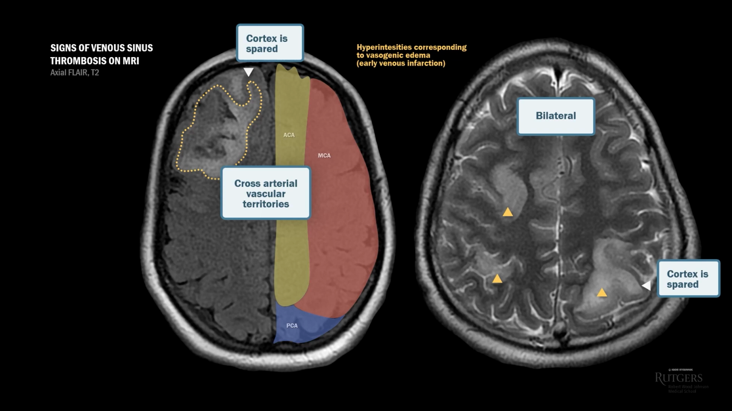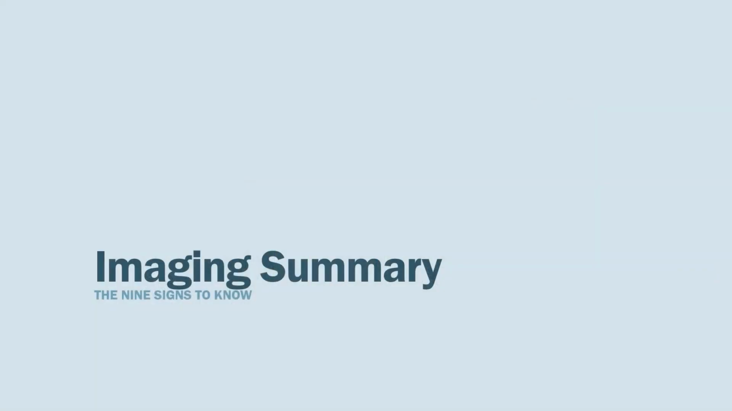By the way, on the image on the right with bilateral venous infarctions, which sinus is likely thrombosed? Correct, the superior sagittal sinus. Well, that was a lot of information, so let's summarize.